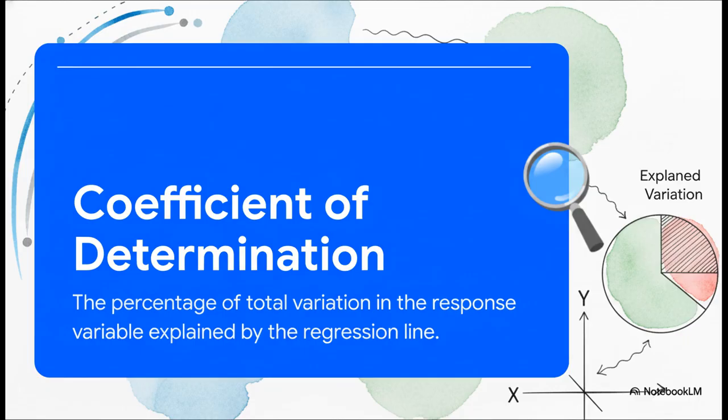So the fancy name for this magnifier is the coefficient of determination, or just R-squared. Now, don't get bogged down by the name. The key phrase you want to lock onto is percentage of total variation explained. Just think of it like a score. It's a number that tells you exactly how much of the change in your y variable is because of the change in your x variable, at least according to your model.